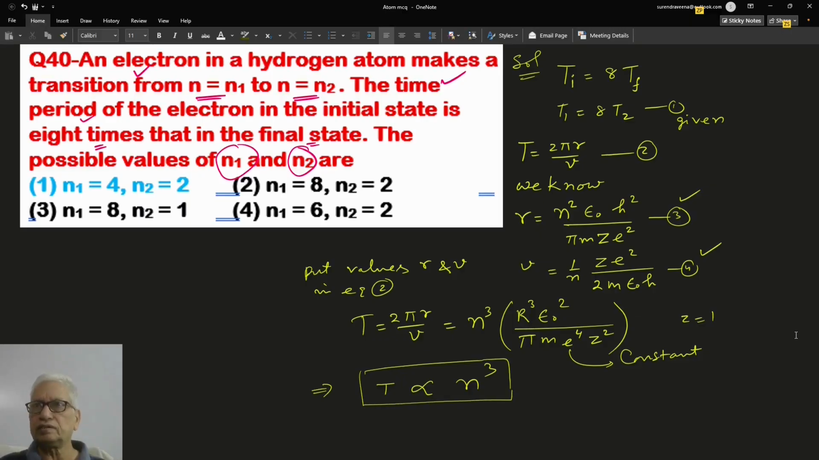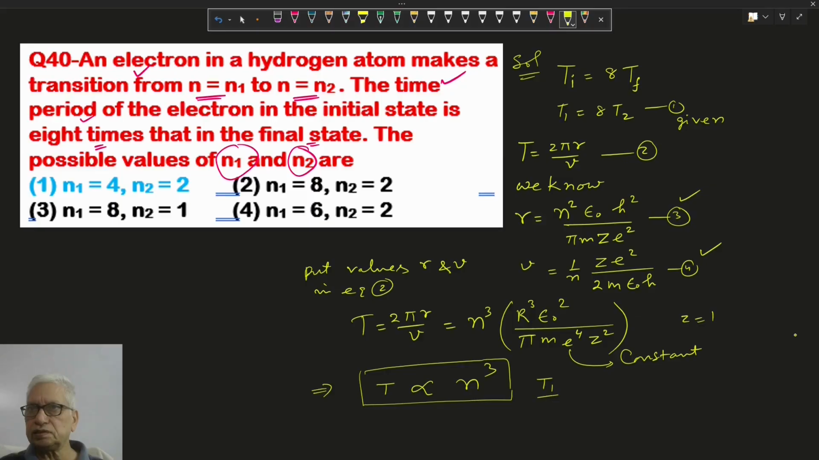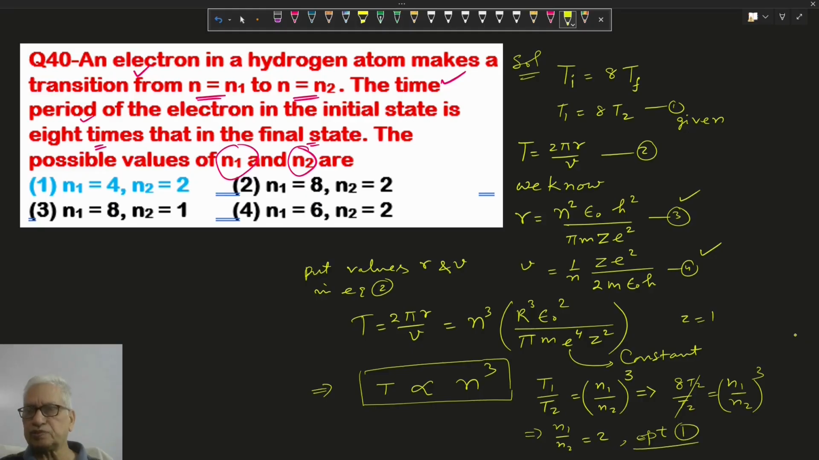Now T1 divided by T2 is equal to n1 by n2 to the power 3, and from equation 1, T1 means 8 T2 divided by T2, that is n1 upon n2 cubed. So n1 by n2 will be 2, and option 1 satisfies this condition only. Option 1 is correct.